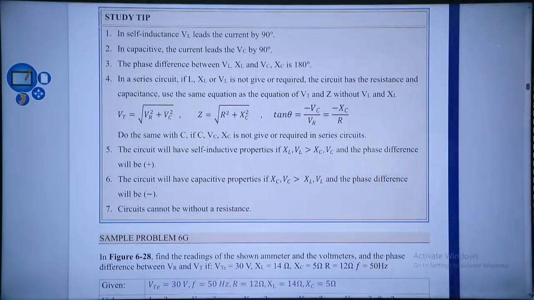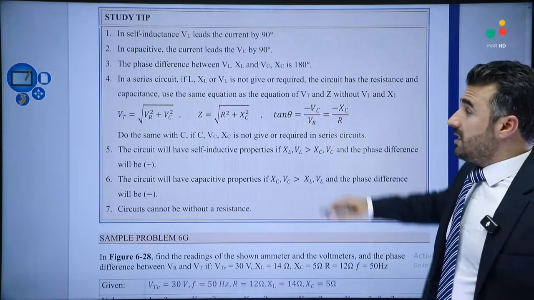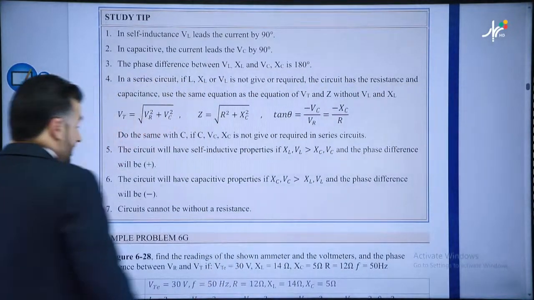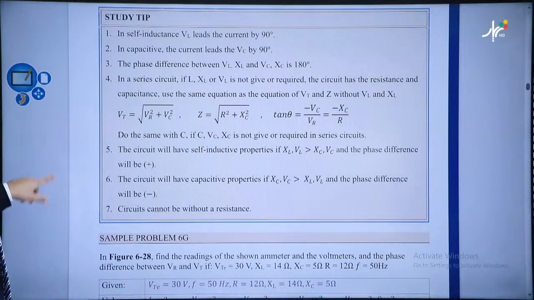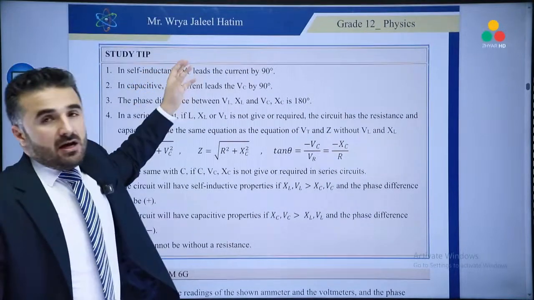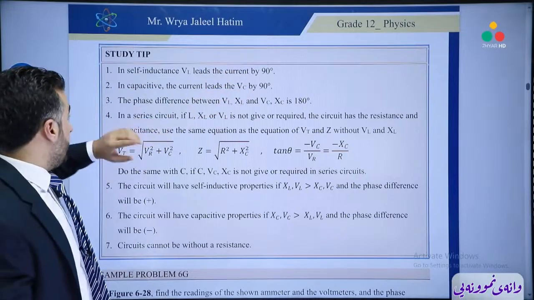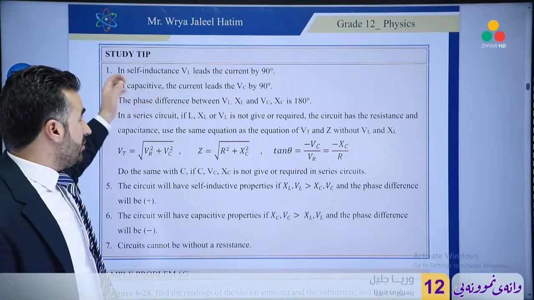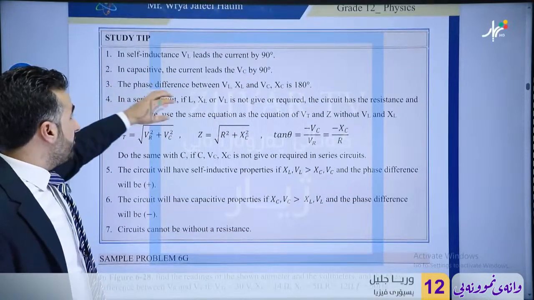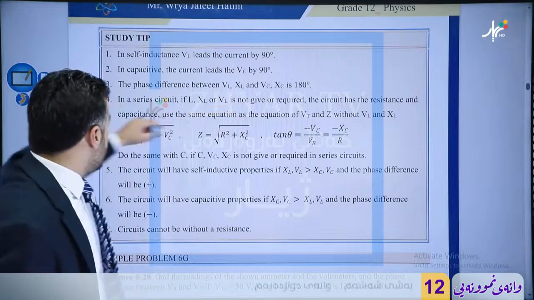Okay, so we have some study tips regarding what I just told you about these series circuits. One of the things, in self-inductance, remember this, we've said it: the voltage leads the current by 90, but in a capacitive circuit, the current leads by 90.